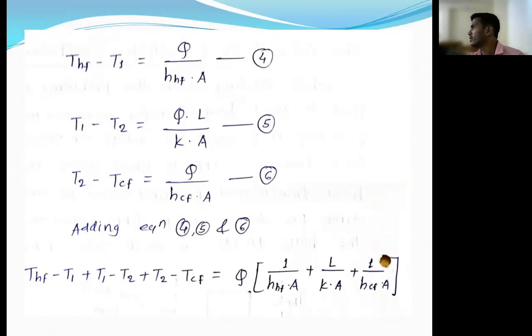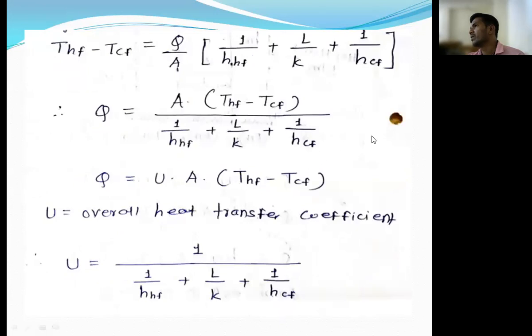समजलं का बघा इथपर्यंत? Okay. Then write down this equation. THF minus TCF is equal to, area काय असणार आहे? Same असणार आहे. So Q by A we have to take as a common. So what is the remaining? 1 upon HHF plus L by K plus 1 upon HCF.